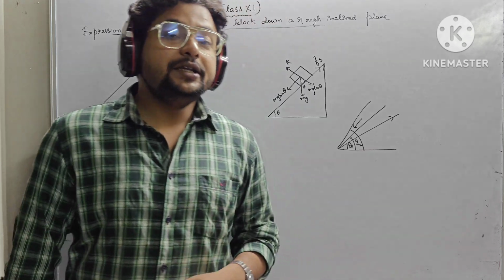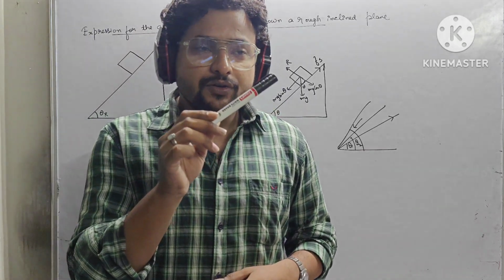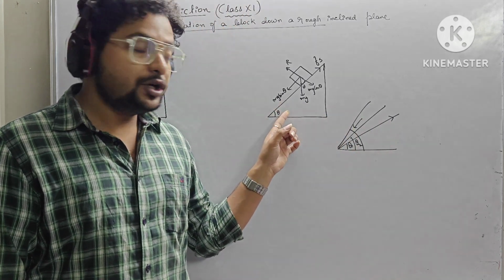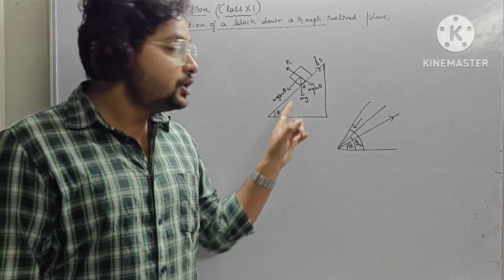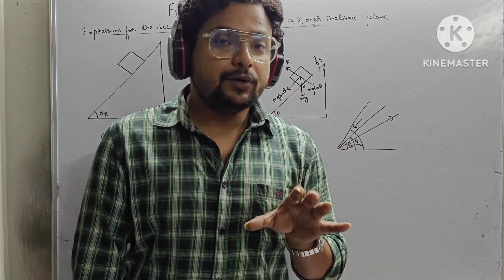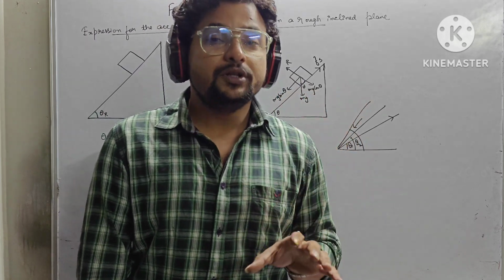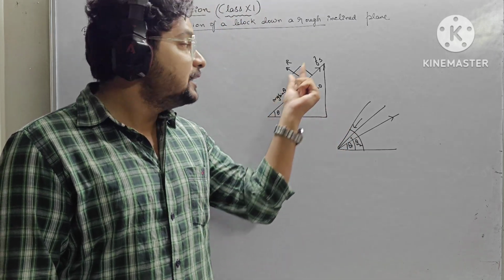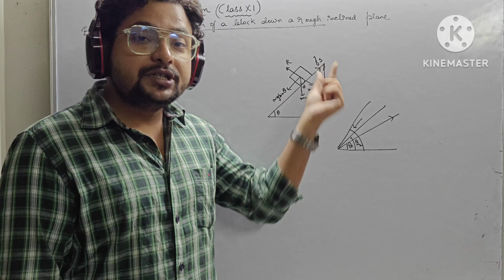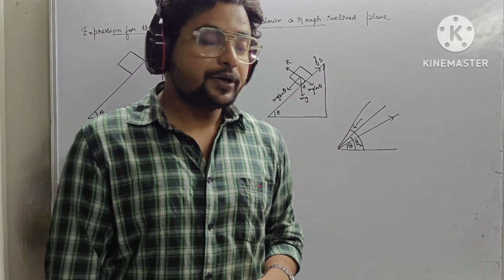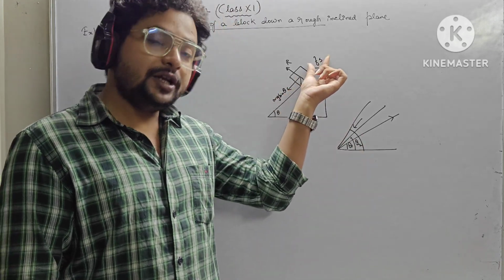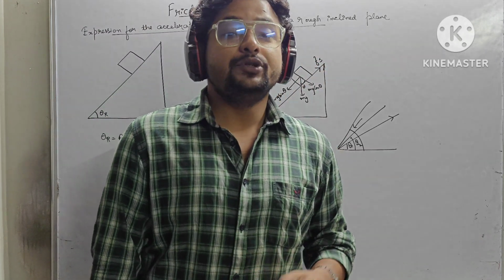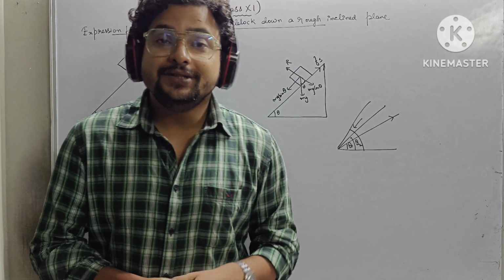Now suppose I continue this process, continuously and very slowly increasing the angle of inclination. While I am increasing the angle, the block is not yet sliding down. Why? Because friction is stopping the block from sliding down. As the component mg sin theta increases, friction also increases, because friction is a self-adjusting force. This component is increasing, friction is also increasing, but a certain time is going to come when friction will reach its maximum value.